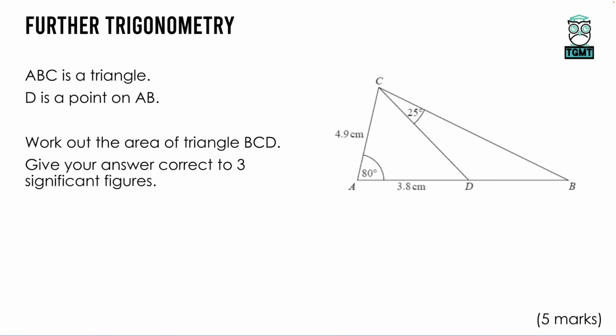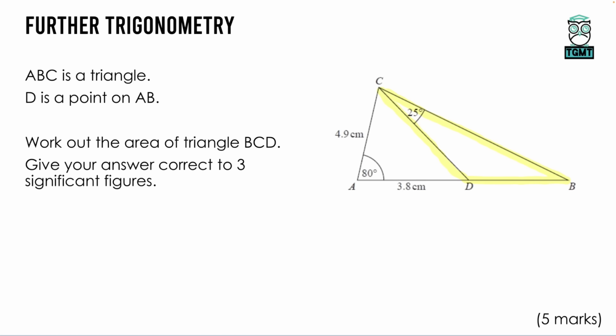Okay, so looking at some further trigonometry, this is one of those types of questions that just involves everything. It says ABC is a triangle, D is a point on AB, work out the area of triangle BCD. Give your answer to 3 significant figures, but we'll deal with that right at the end. So triangle BCD is this triangle here.